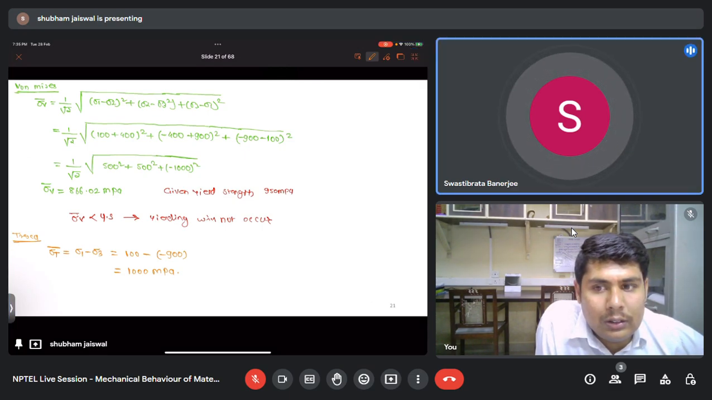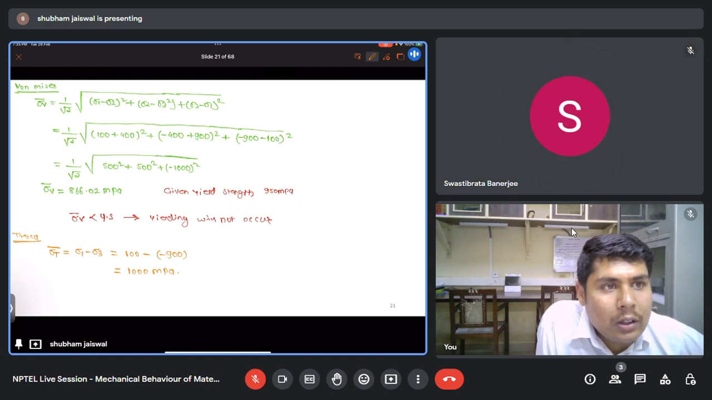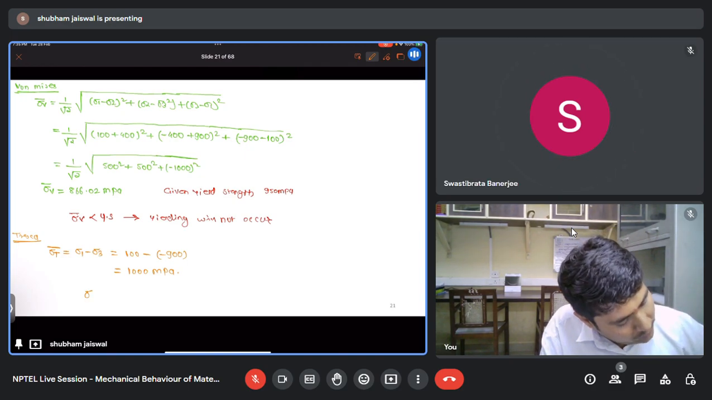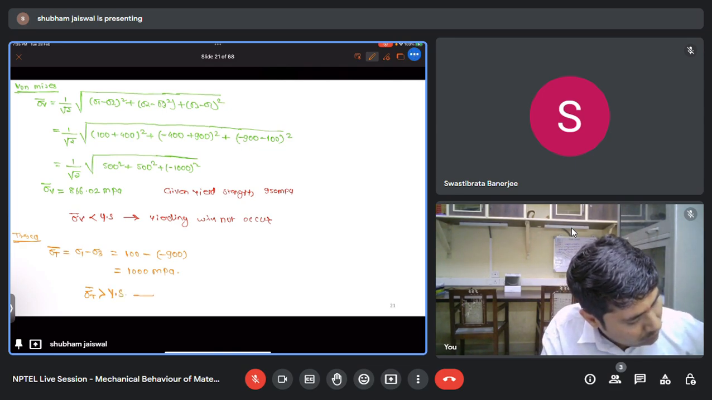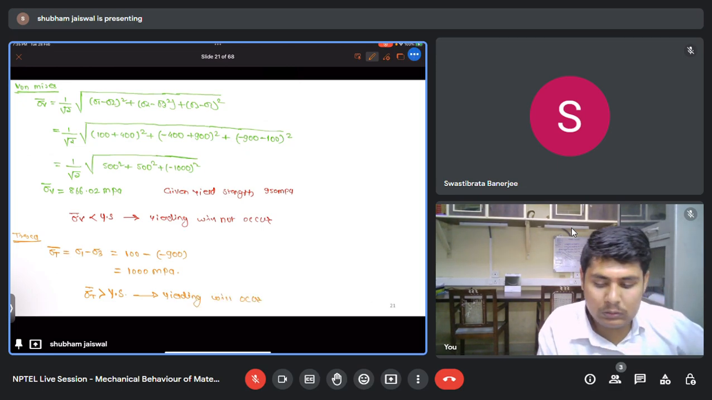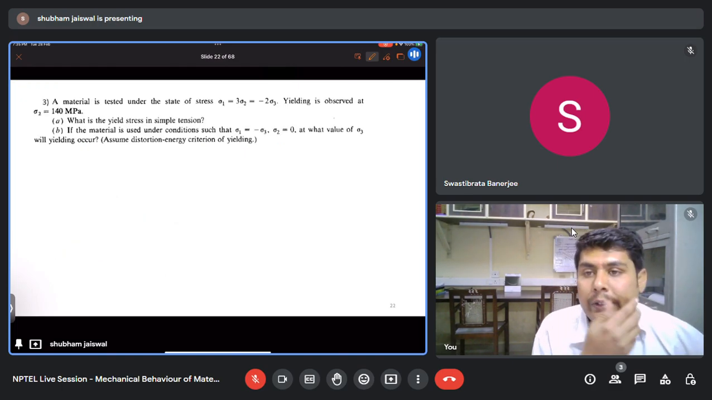Sir, definitely yielding occurs. Yeah, now you got my point. Yes, sir. Individual components can be less than the yield strength, but their effective effect can be greater than the yield stress. So here sigma t bar is greater than the yield strength, so yielding will occur. Okay, so now this is our next question.